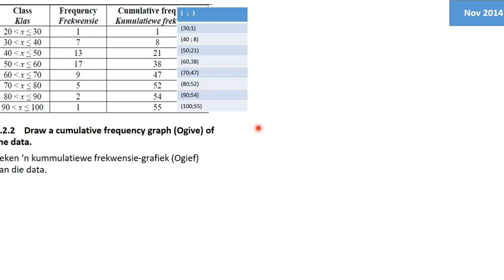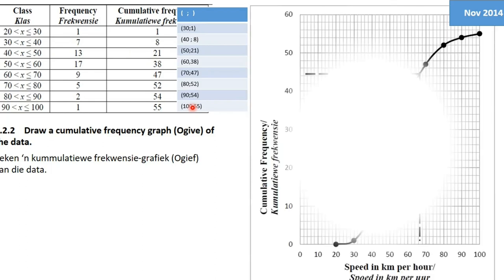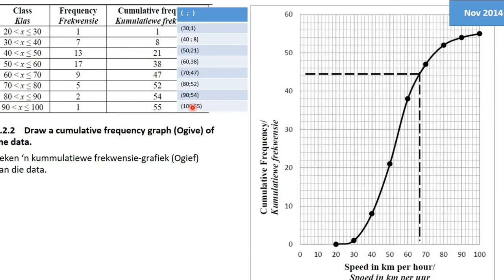So this is what we did on Wednesday. We said we have to find points to plot, and we used the last number of the class. That's what was decided by everybody in the world. So the 30 and the 1. See, there's the first coordinate pair. Then the 40 and the 8. The 50 and the 21, and so on. So there we write down all the coordinates of them. So now we have to go and plot them, which we now do.